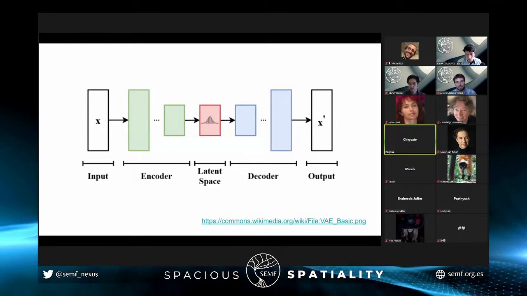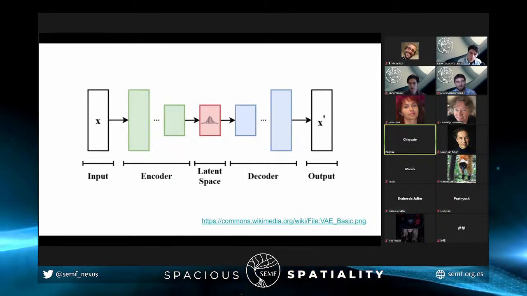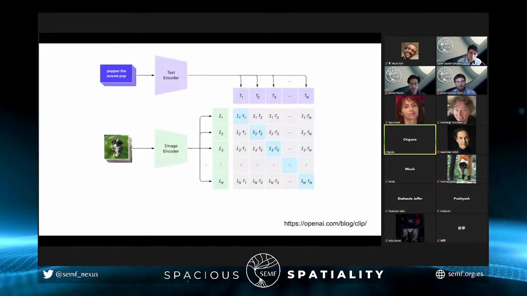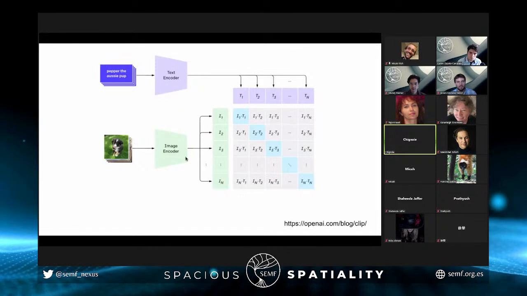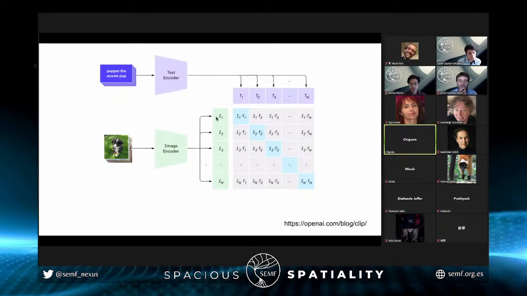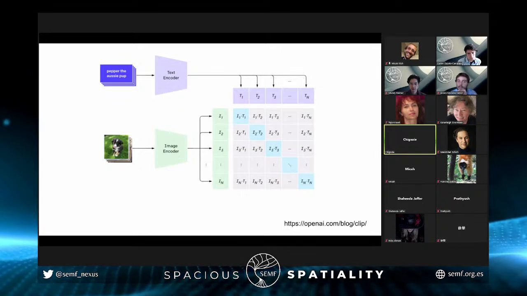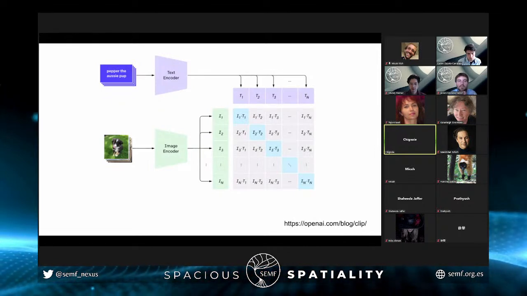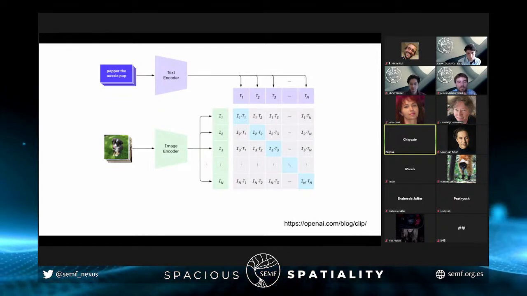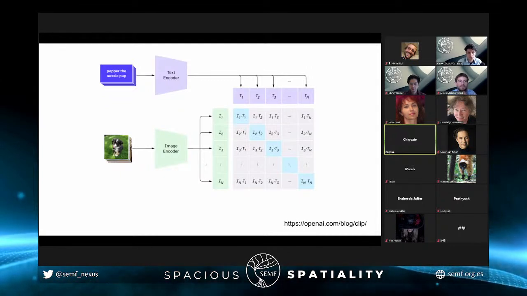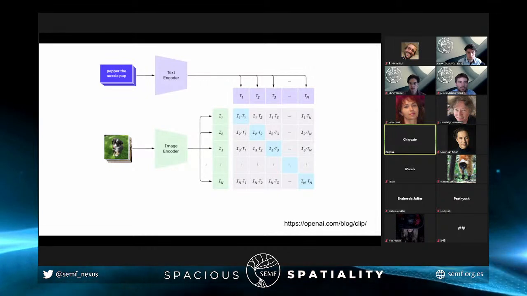But what happened at the beginning of 2021 is that OpenAI released a model, CLIP, which had both text and images represented within the same latent space. So what that meant is that initially, what it was used for was image captioning.